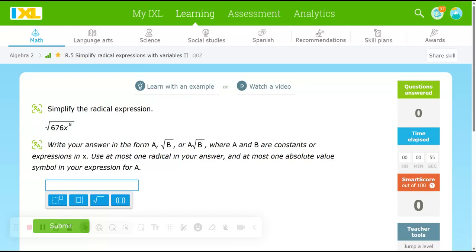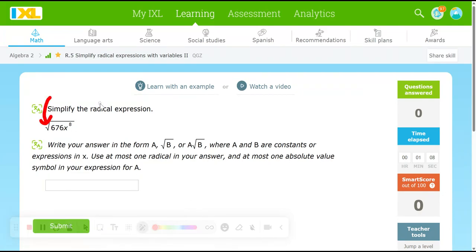Hello student, we go over R5, simplify radical expression with variables 2. Okay, we can do this. So this is an even root, okay? So the answer makes you put an absolute value sign.